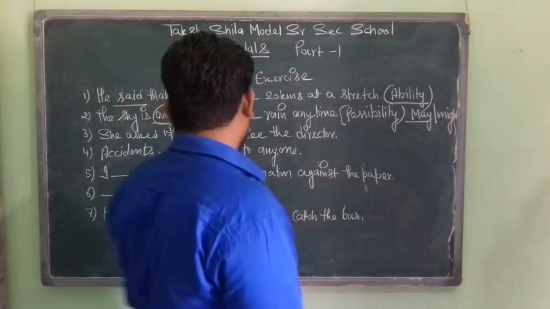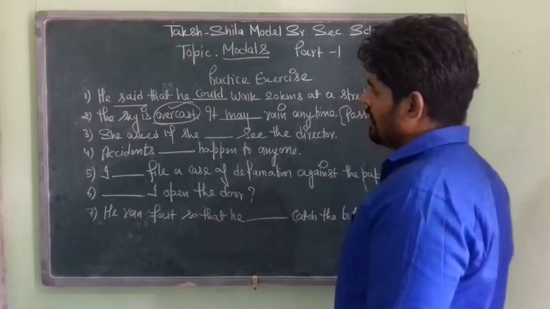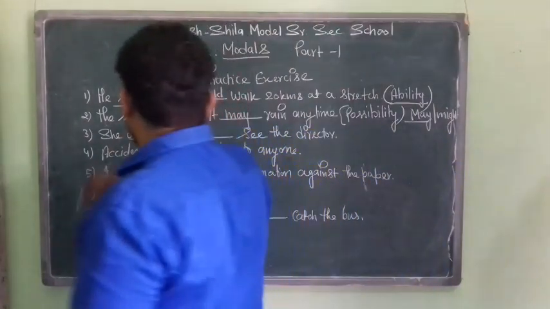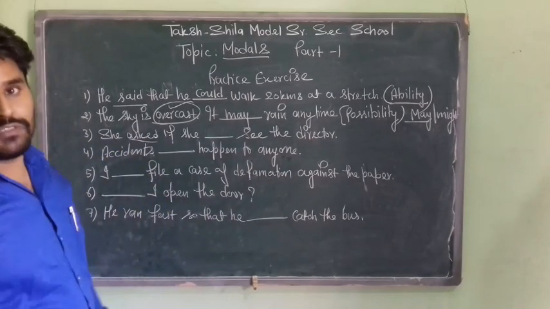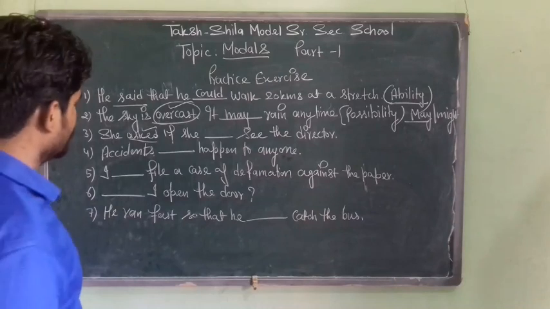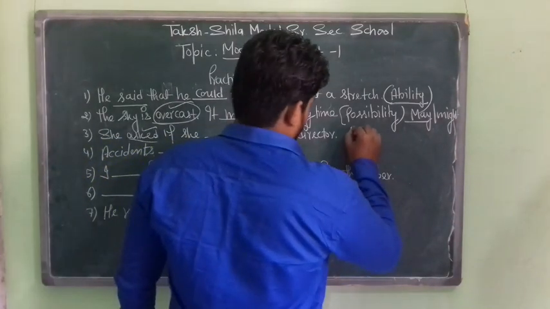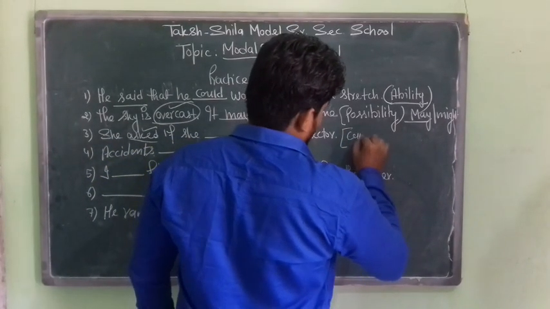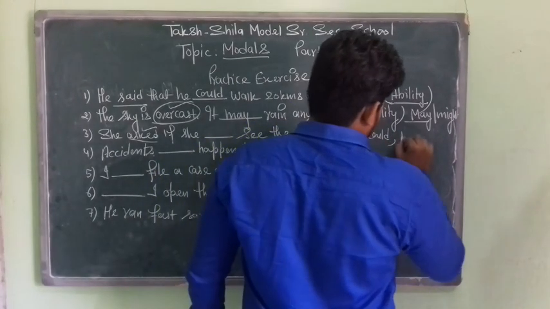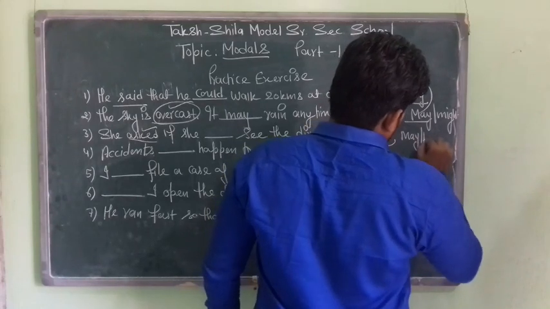Now let us move on to example number 3. That is: she asked if she dash she the director. Asked here we can see that there is a permission. Somebody is asking for permission, especially in past tense, because the main verb is in past tense. So for permission we use what? For informal permission we use can or could, and for formal permission we use may or might.